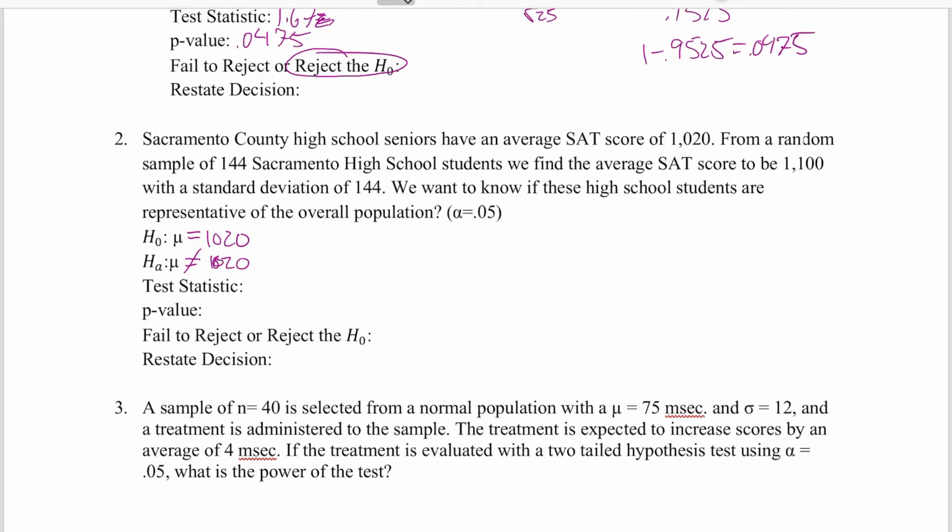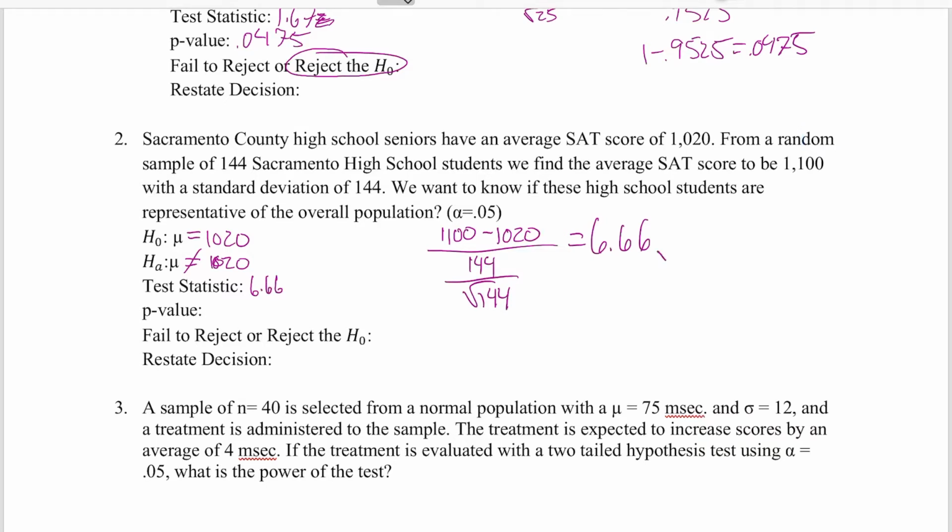We set up our test statistic. So when we go through all this, it's going to be 1100 minus 1020 all over the standard error of x, which is 144 divided by the square root of 144, which is going to give us a value of 6.66. So our test statistic is going to be 6.66.